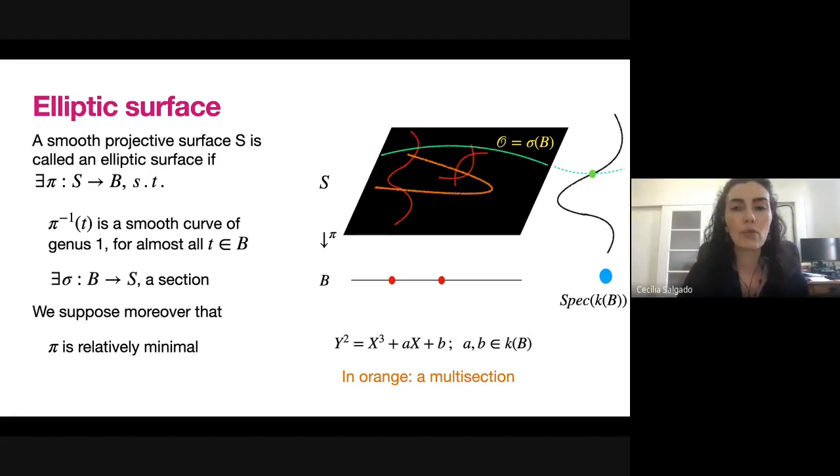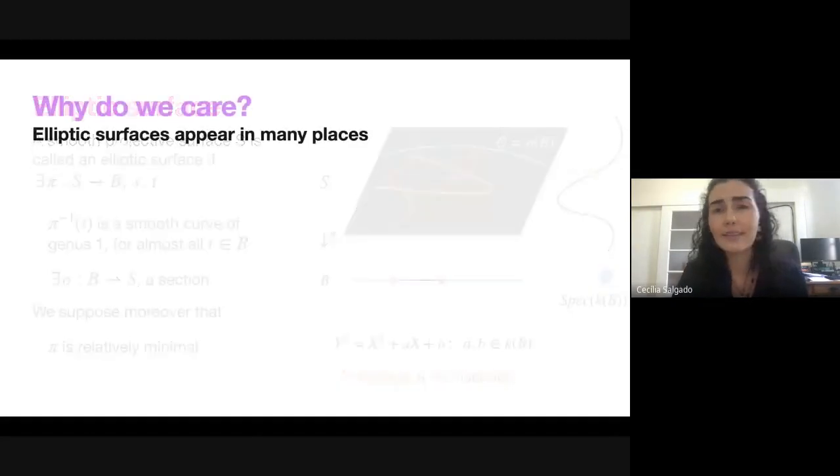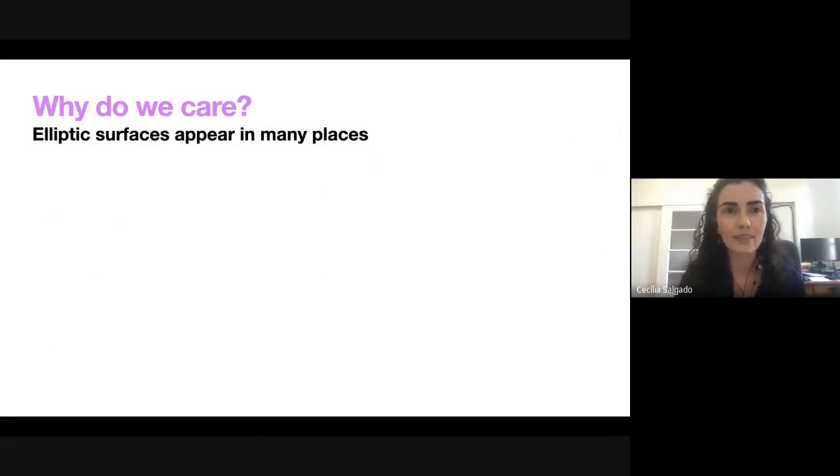So let's move on. This is something that I think we should all say when we are working on something: why should one care about it? And it turns out that these surfaces are lying in many, many places, more than you can imagine. So here are just a few of them. There are many more reasons to study these surfaces, but let me give you a few.